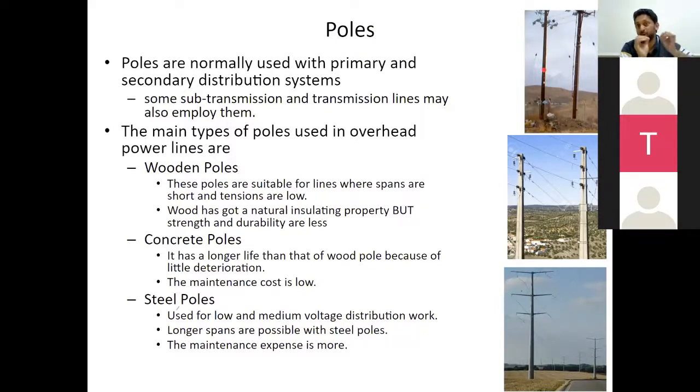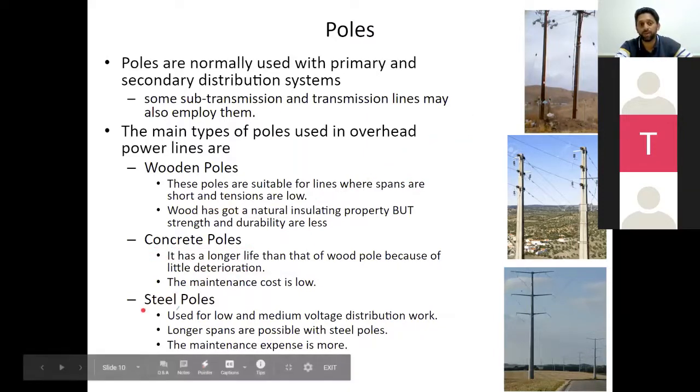But there is a big advantage. The advantage is wood is a natural insulating material. Wood cannot pass electricity, so if you touch here, it's not a big deal, it is safe. But strength is less, and nowadays it is difficult to get such good quality wood, straight and of this size. So nowadays what we use is either concrete poles or steel poles.